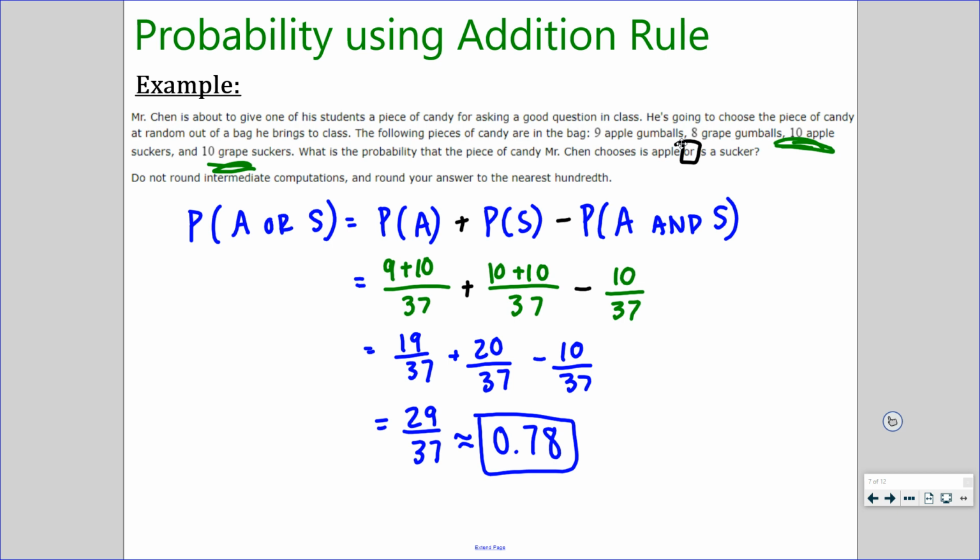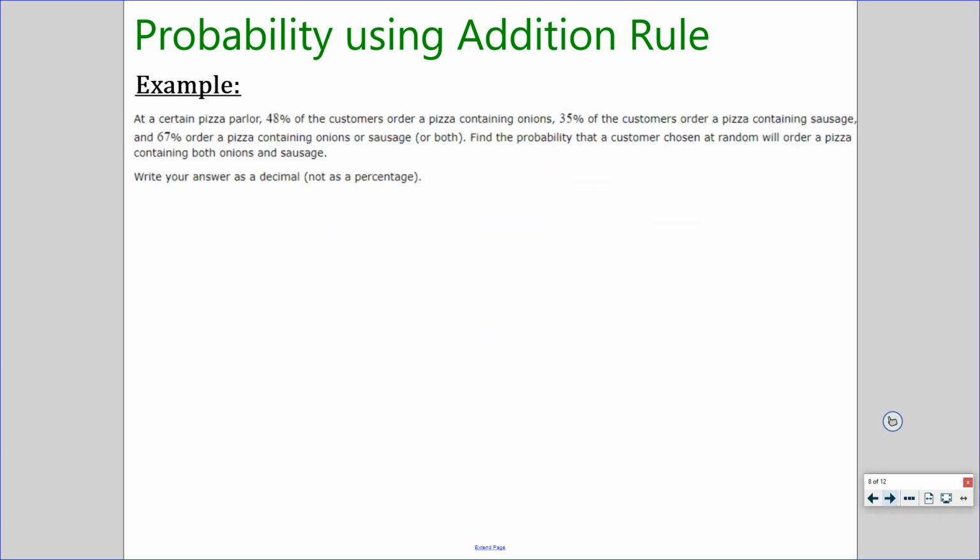Like the next one. Here they don't tell us the number of people who ordered the onion and sausage pizza or whatever. So it says at a certain pizza parlor, 48% of the customers order a pizza containing onions, 35% of the customers order a pizza containing sausage, and 67% order a pizza containing onions or sausage. Find the probability that a customer chosen at random will order a pizza containing both onions and sausage.